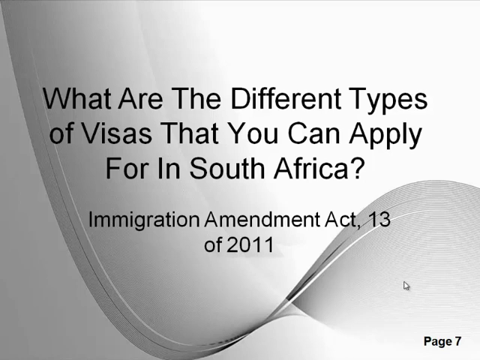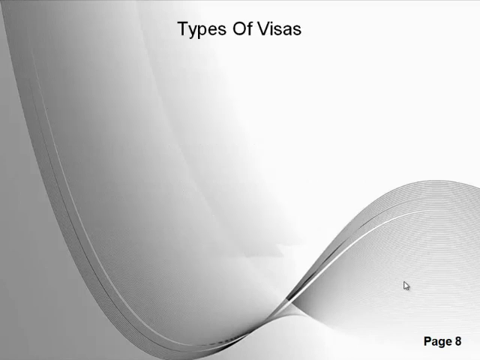Welcome back to the tutorial on how to apply for the South African visa according to the new Immigration Amendment Act 13 of 2011. So let's look at the different visas that you can apply for in South Africa. The first one is the work visa and permit. You've got the study visa, and then you also have your retirement visa. I am going to be explaining all this.